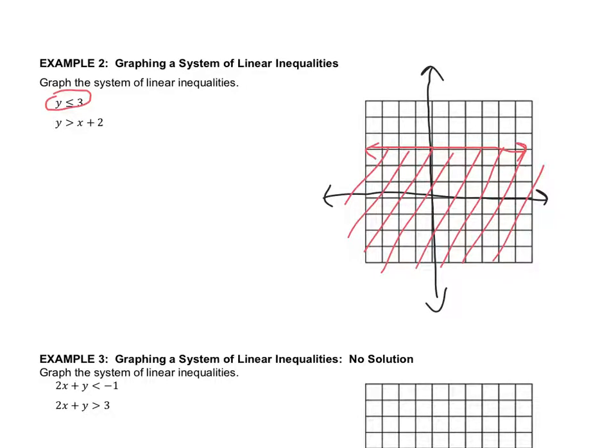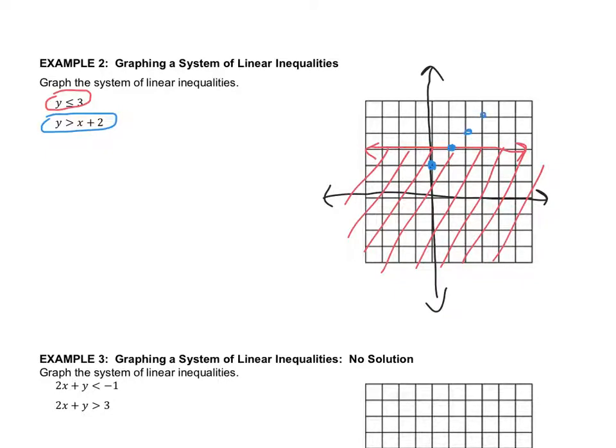So now moving on to the second one, and I'll do this one in blue. y is greater than x plus 2. So it's in slope-intercept form, so I'm just going to leave it in slope-intercept form. Greater than without the "or equal to" means it's going to be a dashed line. So my y-intercept is 2. My slope is a 1.